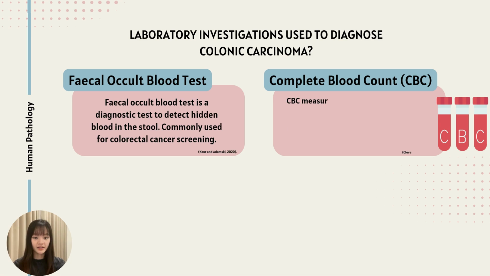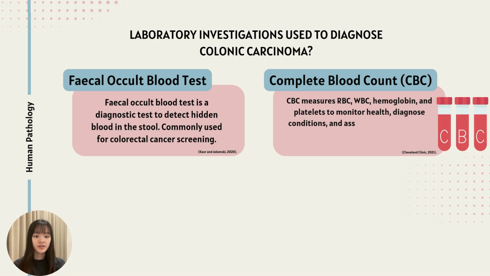Next is the complete blood count. It is a blood test that determines the quantity and size of your red blood cells, hemoglobin, white blood cells, and platelets. A clinician can use it to monitor and diagnose conditions as well as assess the health of your immune system. Infections, medicines, anemia, and cancer can all produce aberrant results.